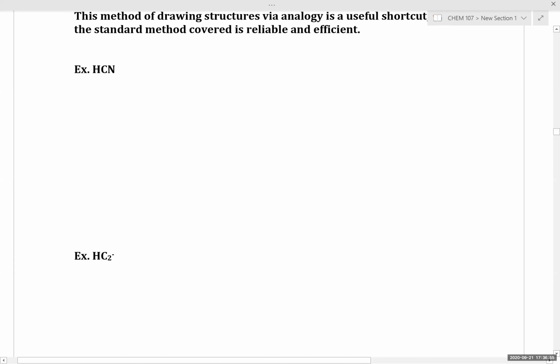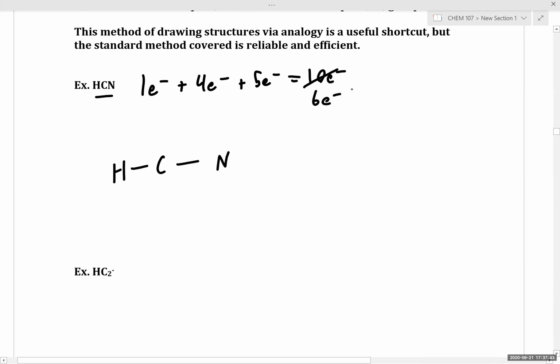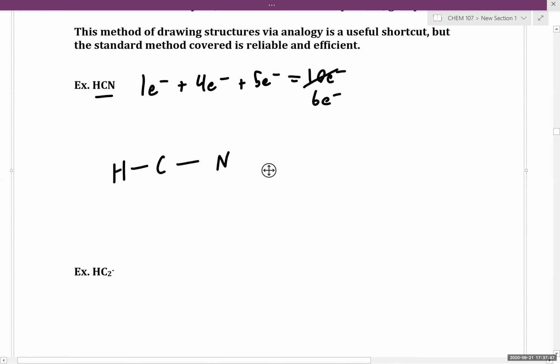So I'm going to do the first example for this pair, and I'd like you to tackle the second example, because you can either apply the method of drawing the structure from scratch or you can try drawing the second structure via analogy. So if we think about hydrogen cyanide, we've actually seen this one before, but we'll just do a recap. We have 1 electron for hydrogen, 4 electrons for carbon, and 5 electrons for nitrogen, giving us 10 electrons total. Now that we have our total electron count, we place carbon as our central atom and surround it with our other atoms. We then form 1 bond each, and we subtract 2 electrons from our total for each bond. 2 bonds, 4 electrons total subtracted.